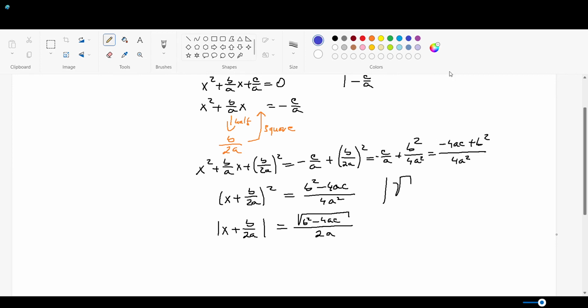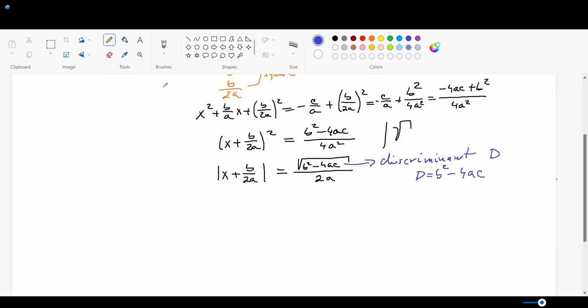I told you during our lesson that it's nice to have this expression separate, and this is then called the discriminant. And we denote it with the capital D. So basically we can say the discriminant is b squared minus 4ac.